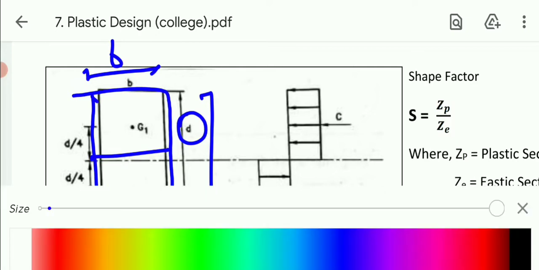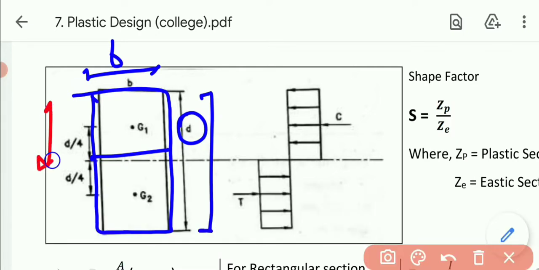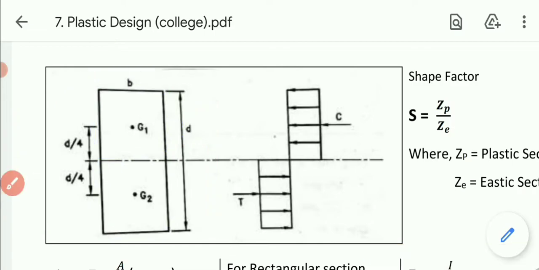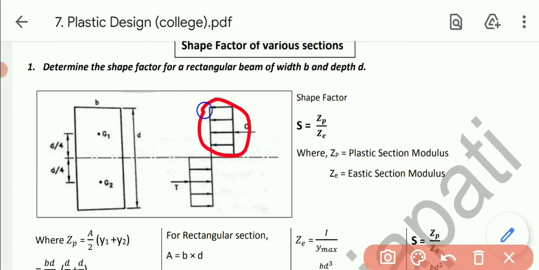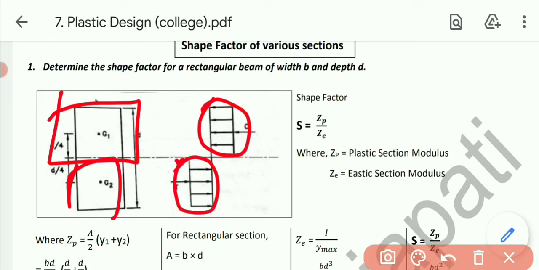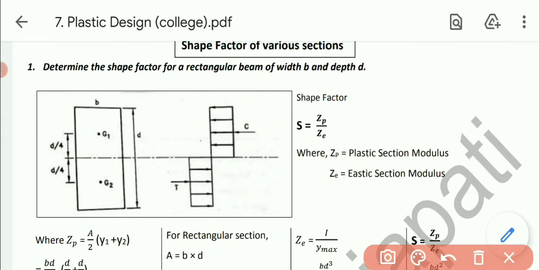Now talking about CG, we know that the CG will always occur at the center, d by 2 and d by 2, like this. This one is my CG, or we can say y bar. Now, we have already seen in the formula, for the same area above and below the neutral axis, the stress distribution will be in a rectangular shape in equal proportion. The top portion is in compression while the bottom portion is in tension. So we need to calculate the shape factor of it. The formula for the shape factor is Zp by Ze, where Zp stands for plastic section modulus and Ze stands for elastic section modulus.